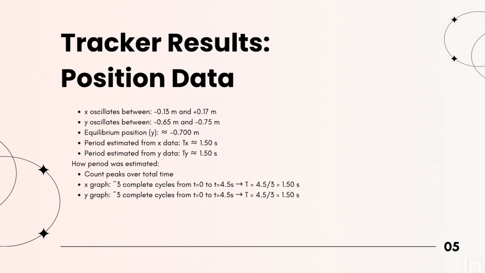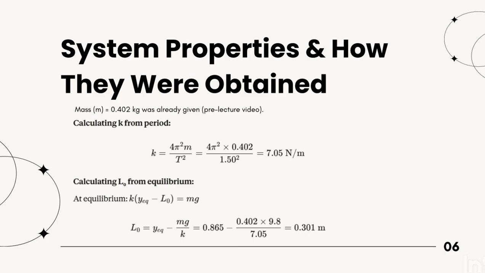To estimate the period from each direction separately, I counted the number of complete oscillations in the data. From the x graph, approximately 3 full cycles occur between time t equal to 0 and t equal to 4.5 seconds, giving a period of 1.5 seconds. From the y graph, we get the same. The two estimates are identical, which makes sense, since the mass is one object moving under the same forces, so x and y must share the same period.